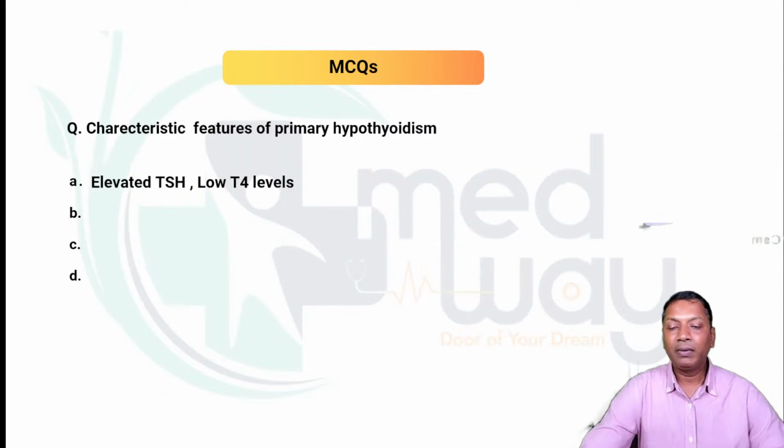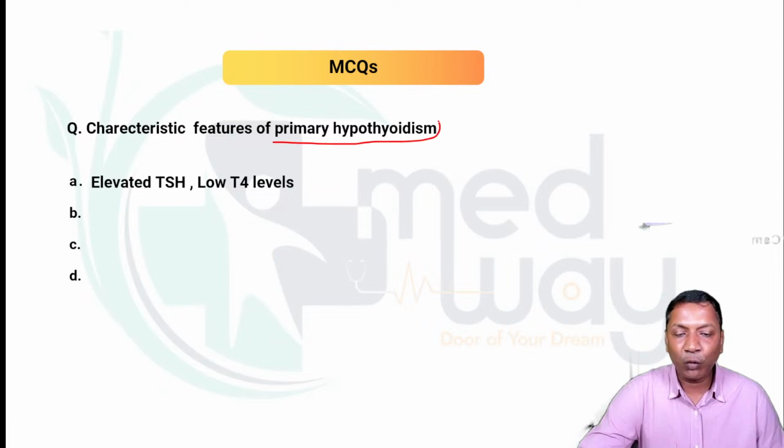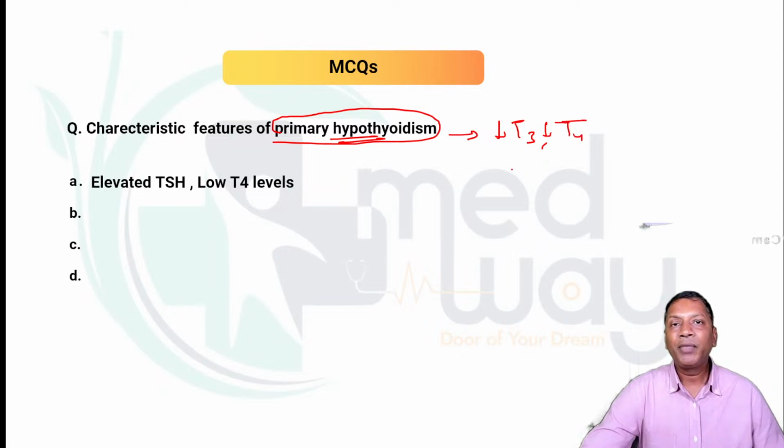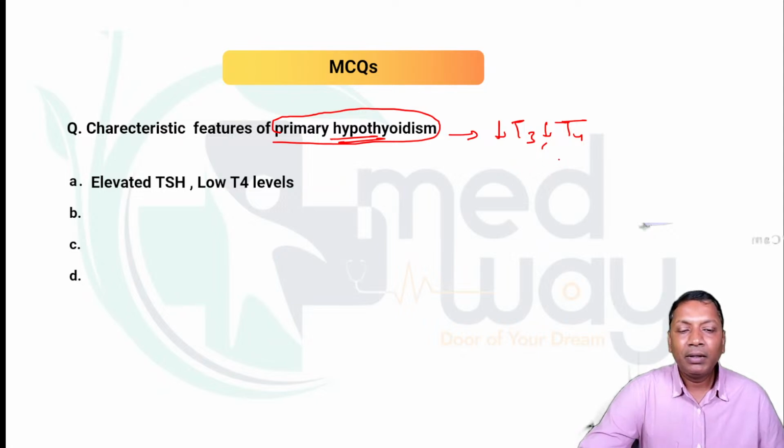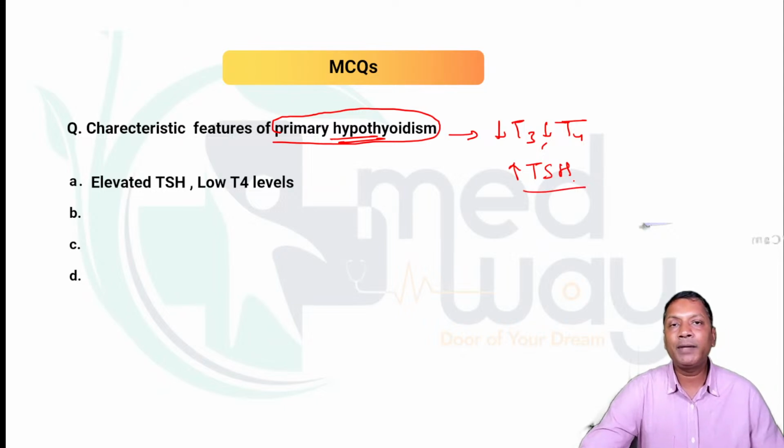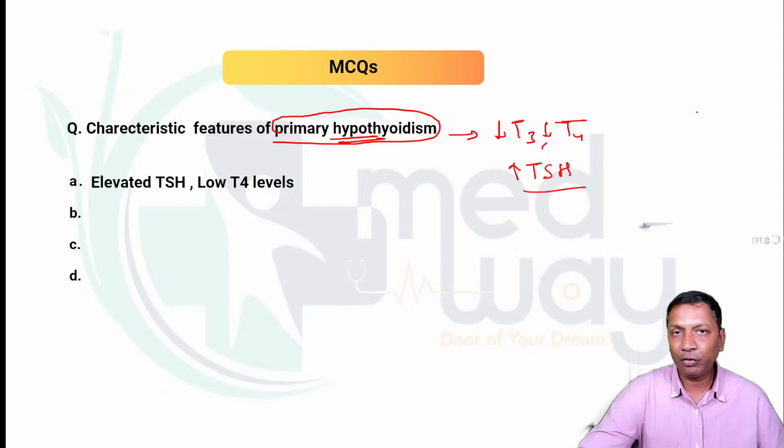Then the next question is the characteristic feature of primary hypothyroidism. Remember, in hypothyroidism there is a decrease in the T3 level, there is a decrease in the T4 level, and since T3 and T4 are less, what will happen is the anterior pituitary will secrete more and more TSH. So the TSH level will be more. Why is the TSH more? Because the anterior pituitary will try to produce more TSH so that it can act on the thyroid gland and help in production of T3 and T4.